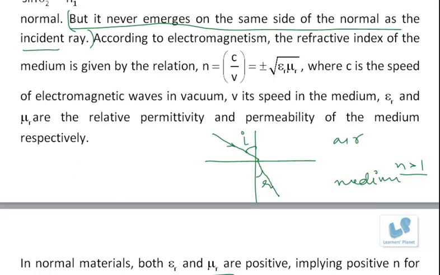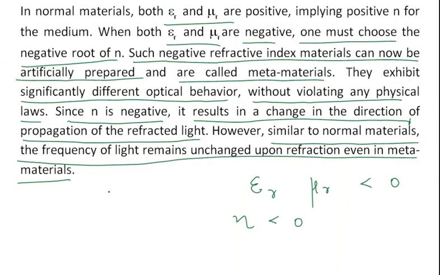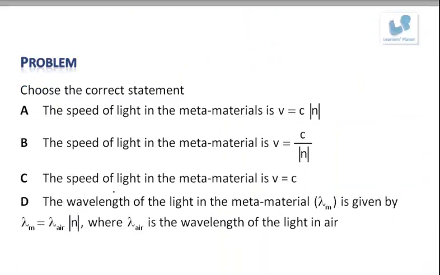Now it is written here that it never emerges on the same side of the normal. That means if this is the normal, the ray after getting incident emerges into the new medium, but not on this side. This never happens in the case of normal material. Now this is the total passage. Now based on this we will attempt the problems.